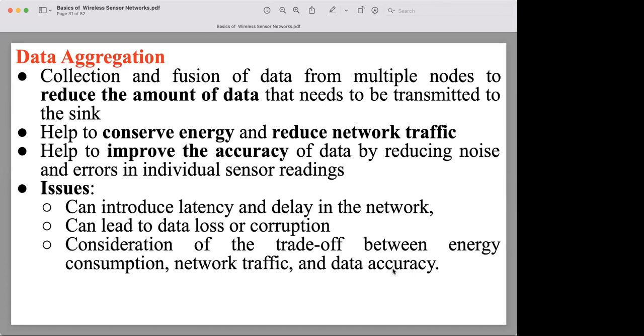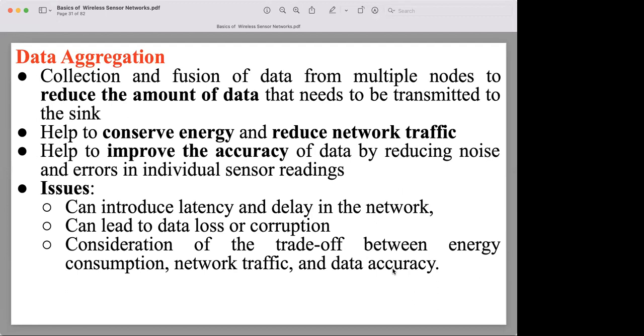Say, for example, aggregation takes X energy consumption and communication takes Y. If aggregation takes more energy as compared to communication, X is greater than Y, then why are we doing data aggregation from an energy perspective? Your processing takes more energy as compared to communication. In that case, nothing is gained. So definitely there is a trade-off. You cannot directly use data aggregation.